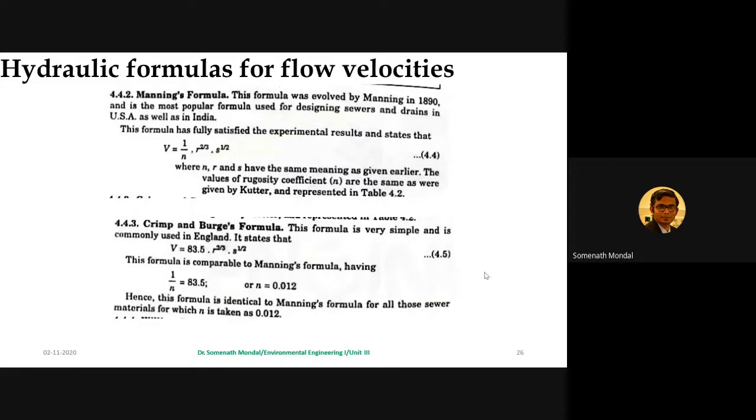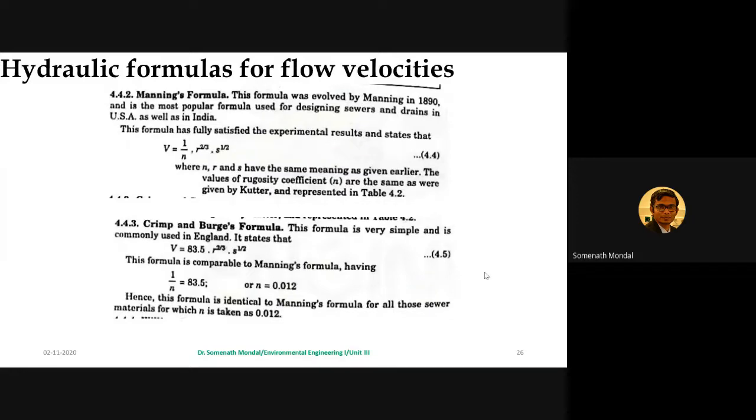So next one is Crimp and Burge formula. Crimp and Burge formula is also another simple formula usually used in UK, and in this case only the value of 1 by n in case of Manning's formula is altered.